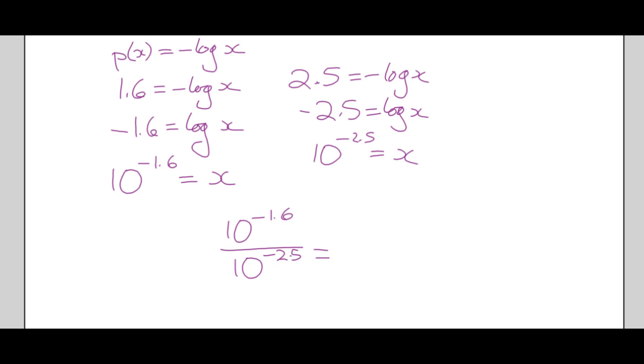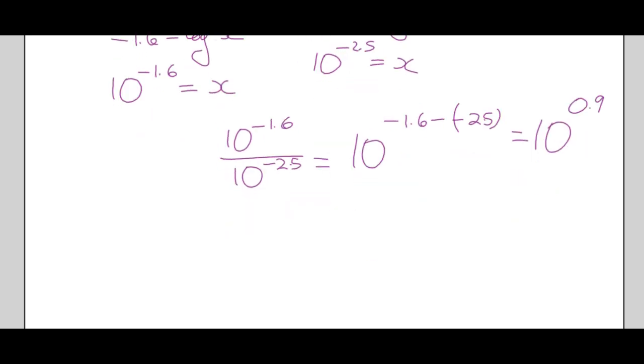Okay, we can do this, right? It's just exponent stuff. What do you do when you're dividing powers with the same base? You subtract the exponents. So 10 to the negative 1.6 minus negative 2.5 is 10 to the power of positive 0.9. And what's that work out to? We can do that on our calculator. So 10 to the power of 0.9, and we get a number less than 10. What is it? 7.94? Okay, let's go with that.